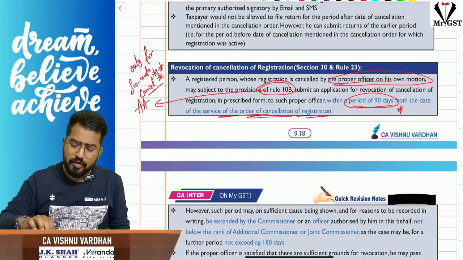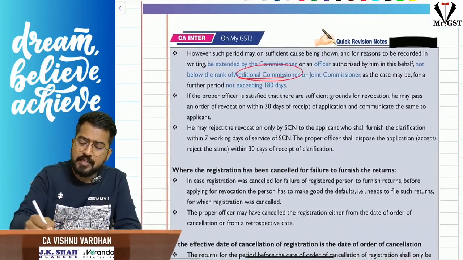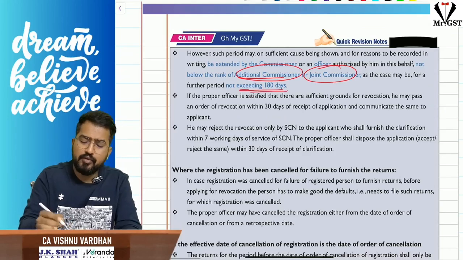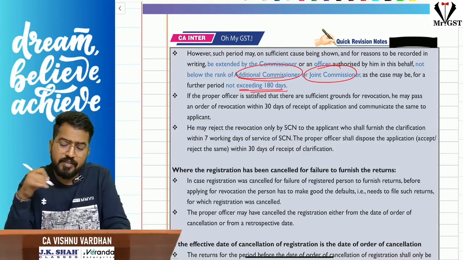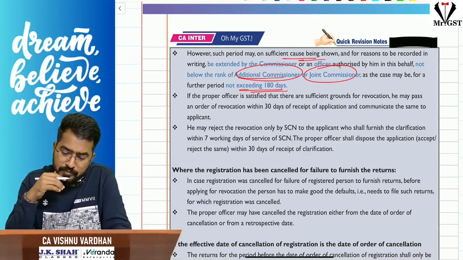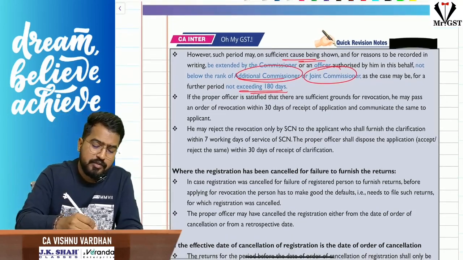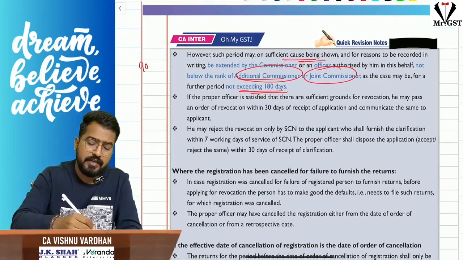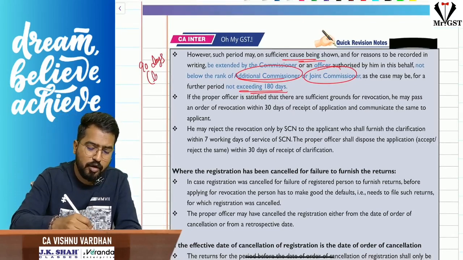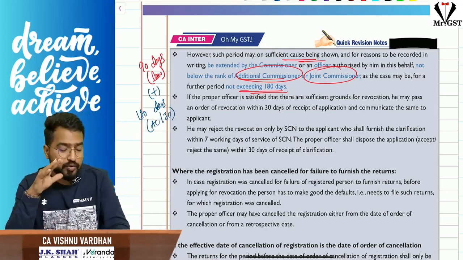Sir, within 90 days I am not able to apply, sir. Then what I should do? You can go to the additional commissioner or joint commissioner and ask for condoning the delay. He may condone the delay for a period not exceeding 180 days if you are showing sufficient cause. Okay. So now the point is, please understand. Here it is not 180 days as a whole. It is 90 days as per the law plus 180 days as per the additional commissioner or joint commissioner. Okay, so total this much time you have.